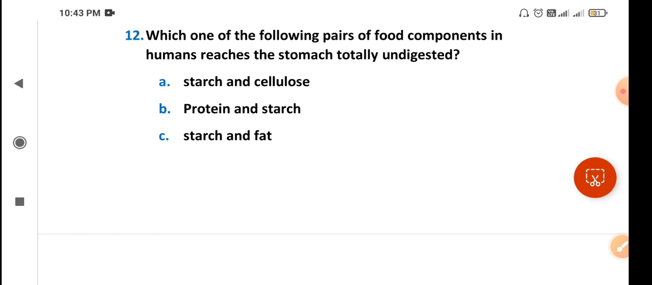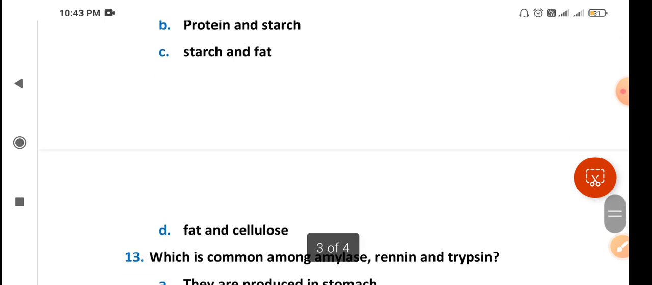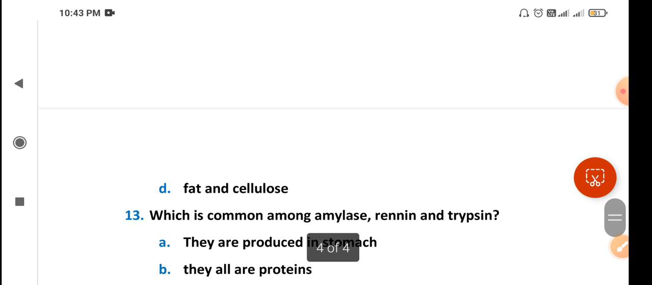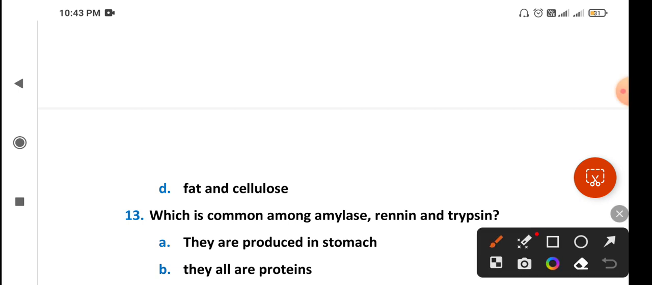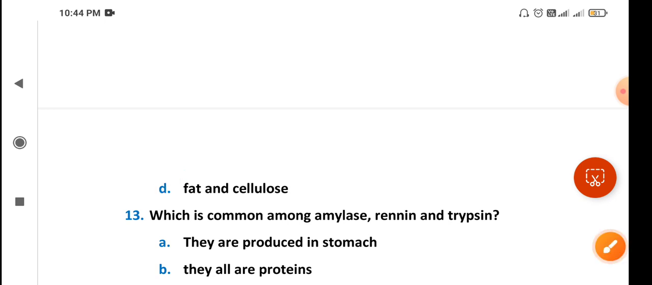C option is starch and fat. Again, starch is digested. And D option is fat and cellulose. Yes, the correct answer will be D option, because digestion of fat starts from the stomach, and cellulose is a homopolysaccharide which we can't digest. So the correct option will be D.